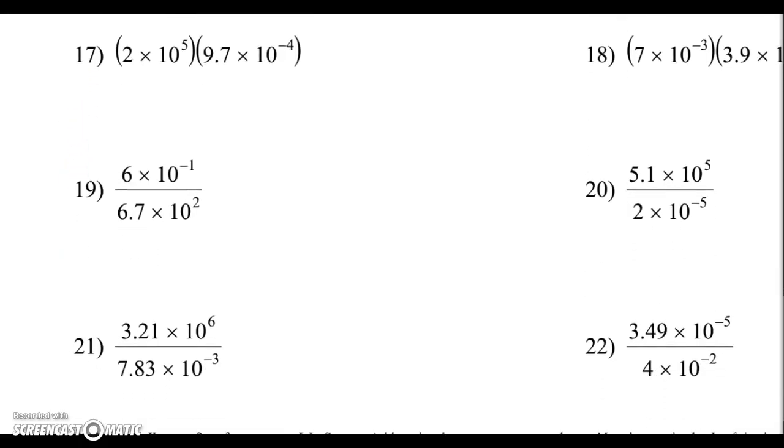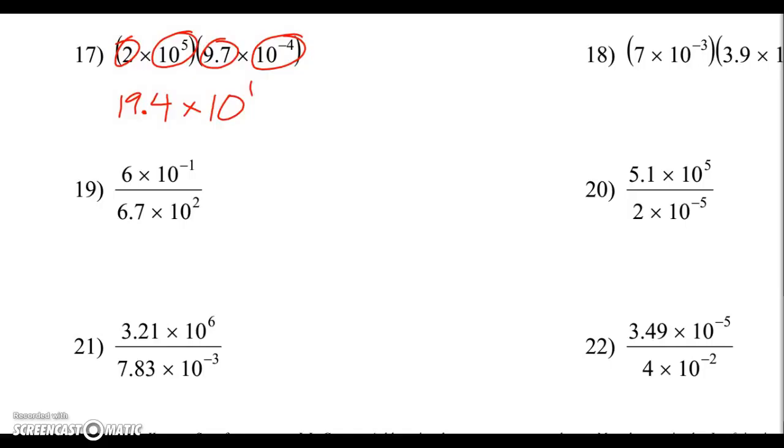Alright, 17. Again, we'll do this one even quicker. 2 times 9.7. We get 19.4 when we do that. And then 10 to the 5th times 10 to the negative 4th. I can add those exponents together. So we actually have 10 to the 1st. Alright, so this is not in correct scientific notation.